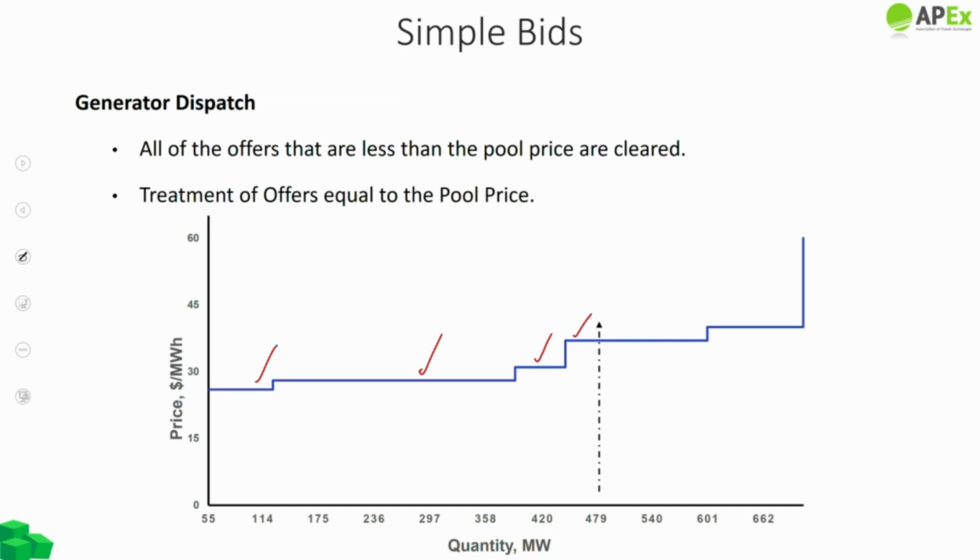Each generation plant is awarded the quantity specified in its offer. This is also called the generation award, a term that you need to remember as it will be often used. Offers that are exactly equal to the pool price are also cleared, but the generation award is less than the total quantity offered, and set so that total generation supplied exactly equals the forecasted load. In this example, the last generator will be assigned a partial quantity of what it has offered into the market, not the whole one.